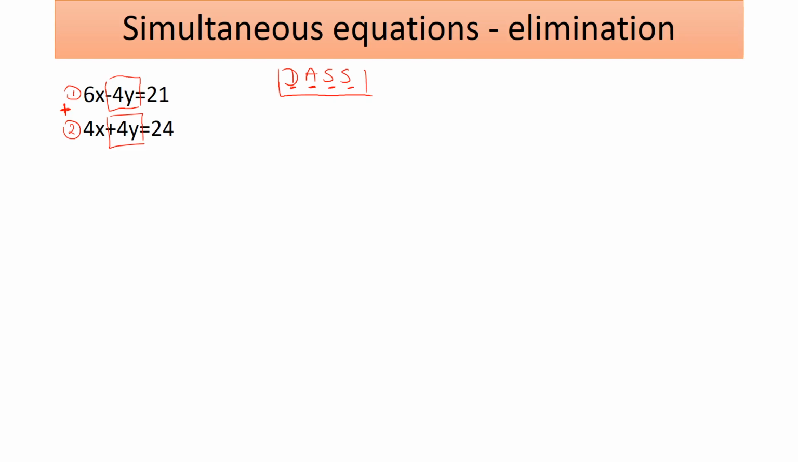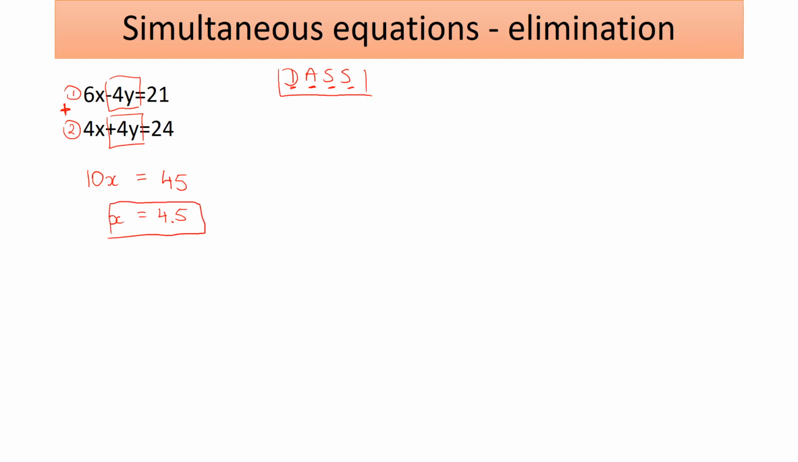Okay, so I'm going to add the two equations now. So 6x plus 4x is 10x. Then negative 4y add 4y is 0. Okay, and then 21 add 24 is 45. Okay, so x equals 4.5.